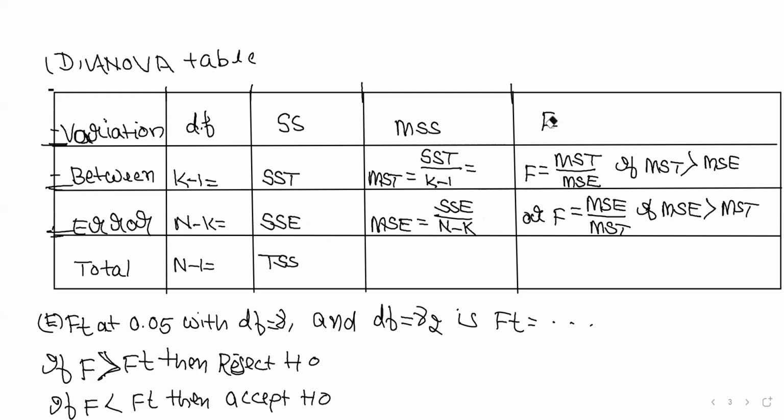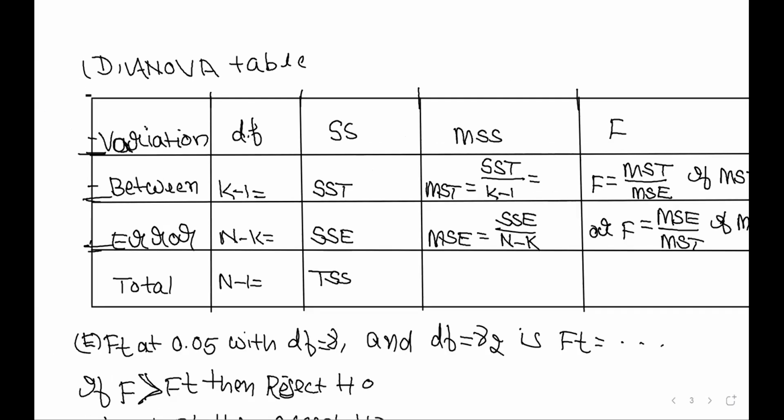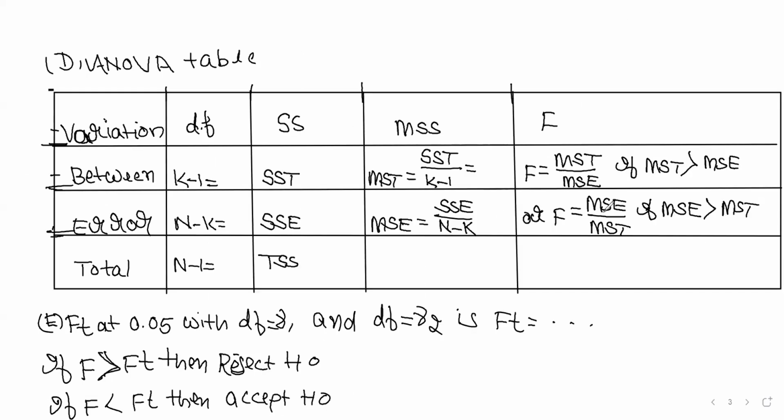Then next, F equals MST divided by MSE, if MST is greater than MSE, and this you have to use. Otherwise, you have to use F equals MSE divided by MST. Look here, MSE divided by MST, if MSE is greater than MST. You calculate this value here.